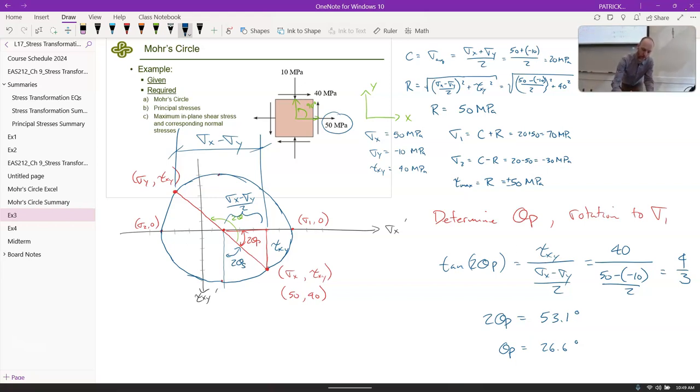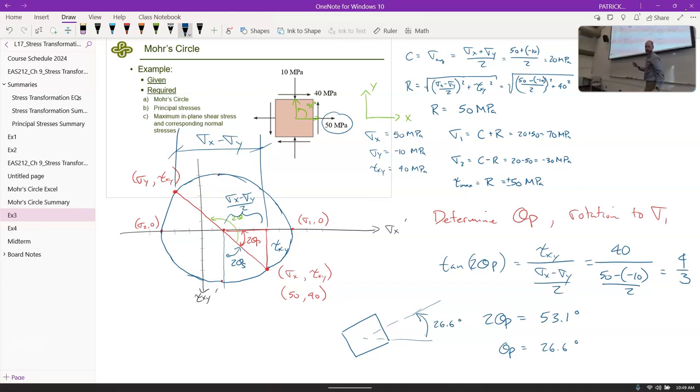And so that just means if I were to depict my differential element to get to my principal stresses, this rotation right there is going to be 26.6 degrees, and that'll give me sigma 1 and sigma 2. So in this case, sigma 1 is a tensile stress of 70, and sigma 2 is a compressive stress of 30.